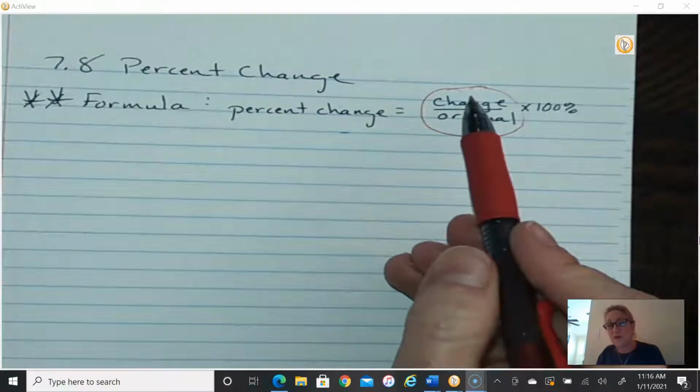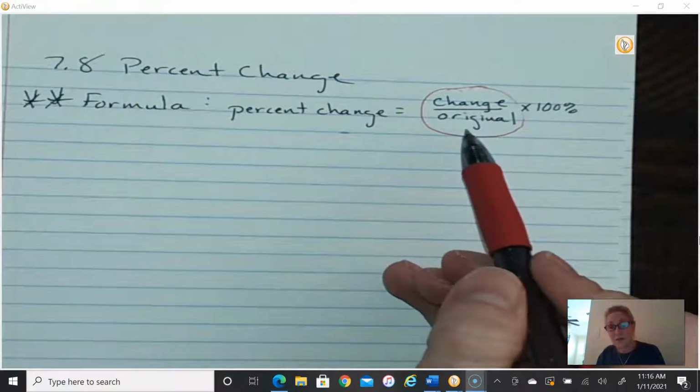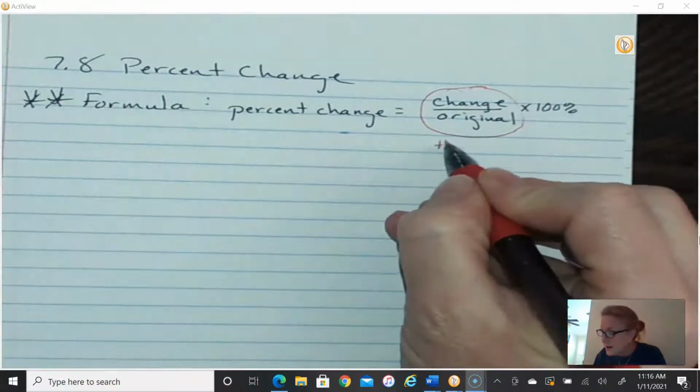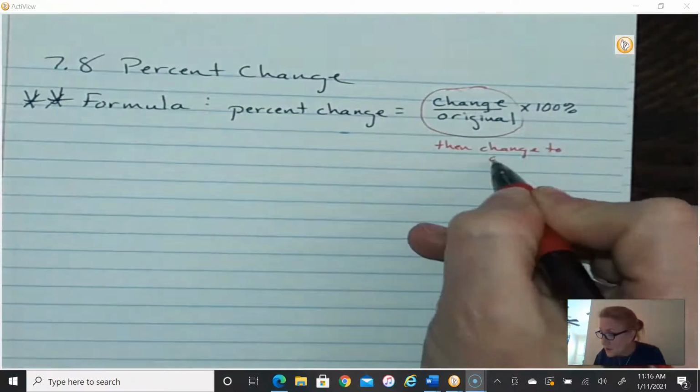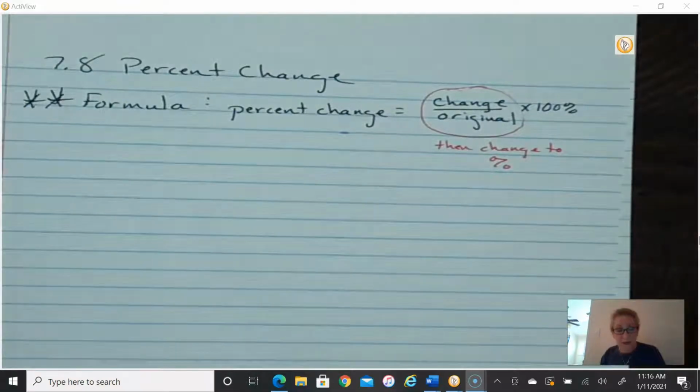But what you're going to do is calculate the change over original, then change to percent. You guys know how to do that. How many places do you move the decimal? We're going to talk about that.